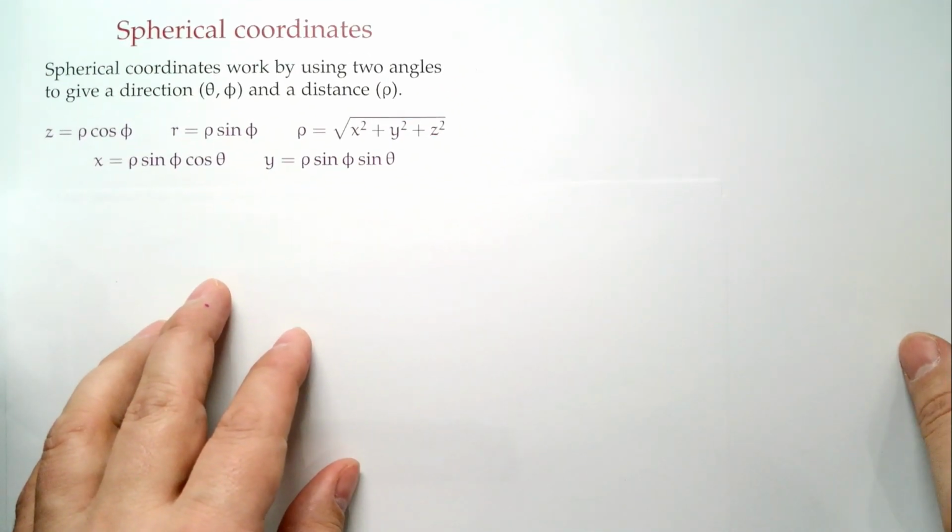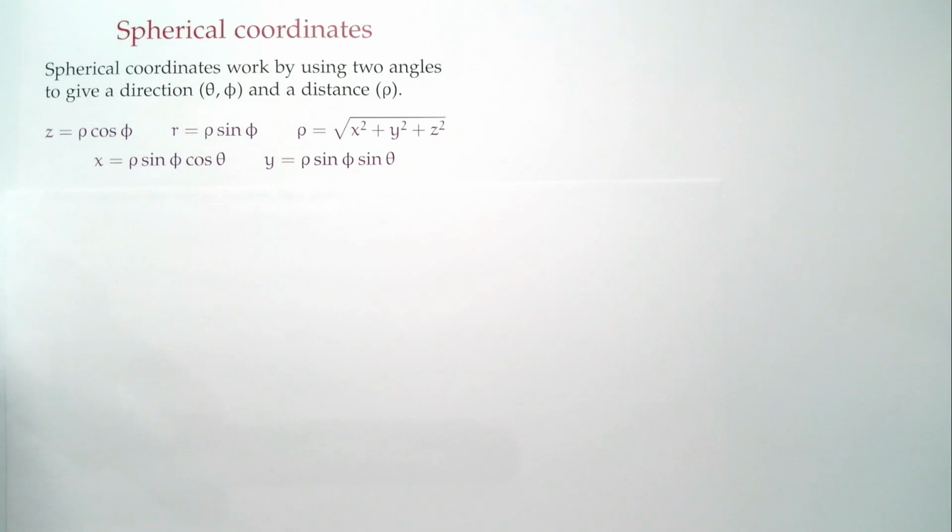Well, there are two angles involved. Namely, there's the angle theta, which does the same thing as before. So if you think of theta in terms of polar coordinates, it does the same thing as it does in spherical coordinates. It measures how far off the positive x-axis you are. Phi is what measures how far off the positive z-axis you are. So those two angles give a direction.